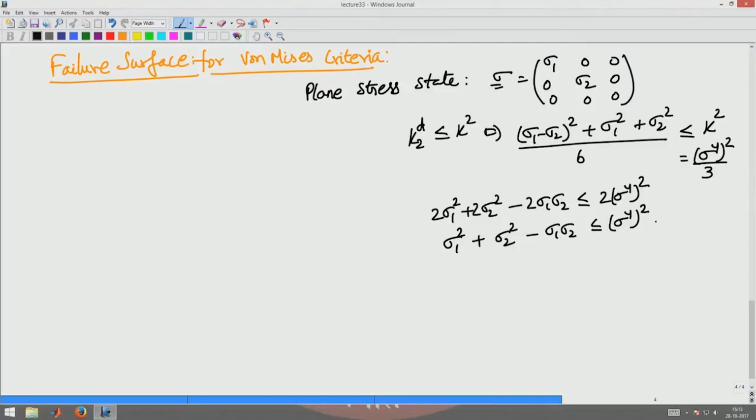Now, what does this equation represent? This equation represents that of an ellipse inclined about an axis, not about the sigma 1 sigma 2 axis, but inclined to the sigma 1 sigma 2 axis. Let us see how to construct that ellipse.